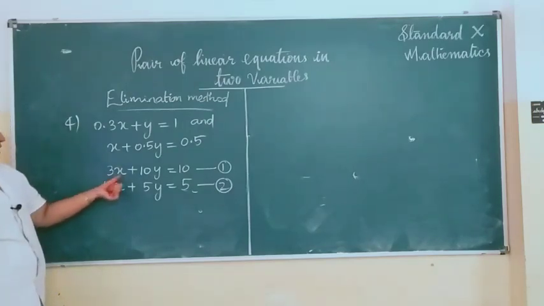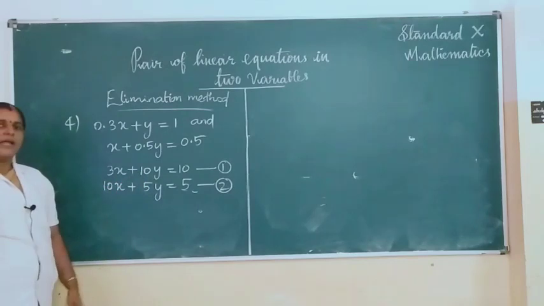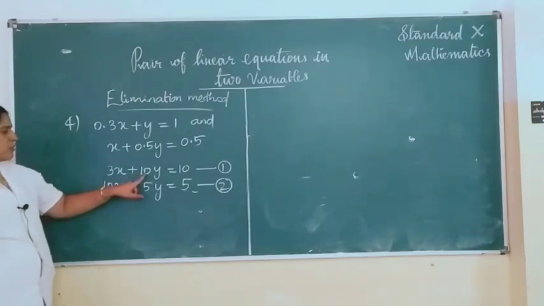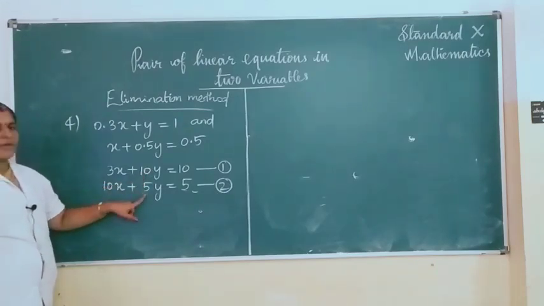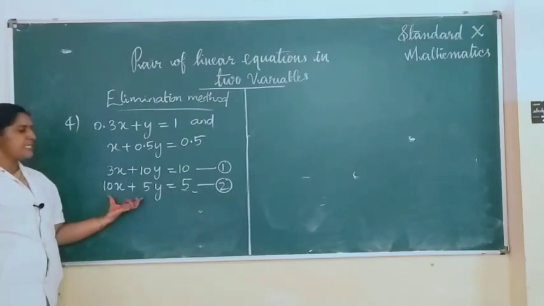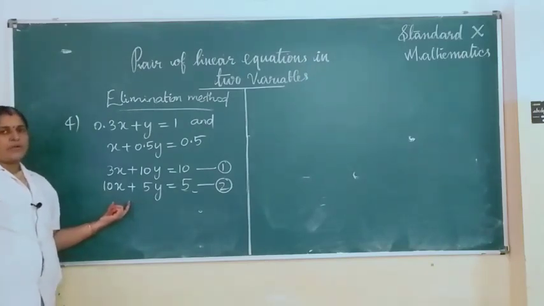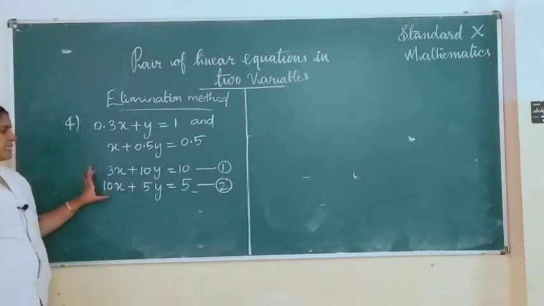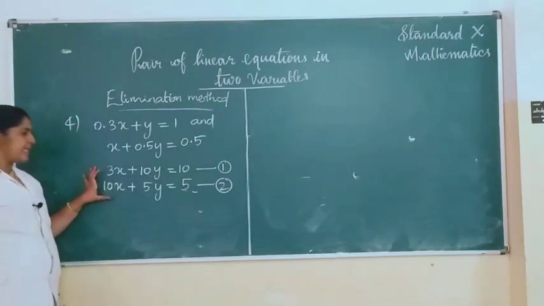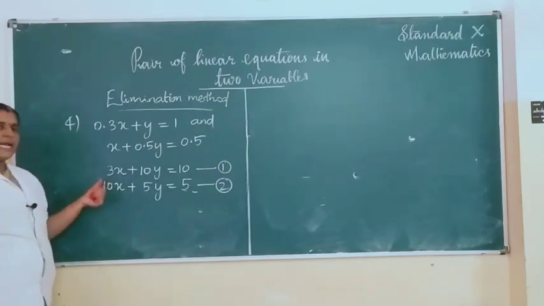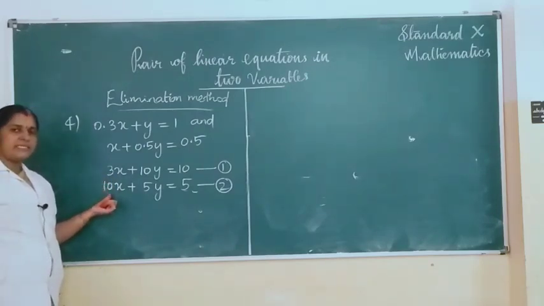Here both the variables' coefficients are different. Here you can see the x coefficients, 3 and 10, are different, and here also the y coefficients, 10 and 5, are different numbers. So you select any one of the variables and make it a common coefficient, whichever is more convenient for you. Here you see 3 and 10. You know the common multiple is 30.